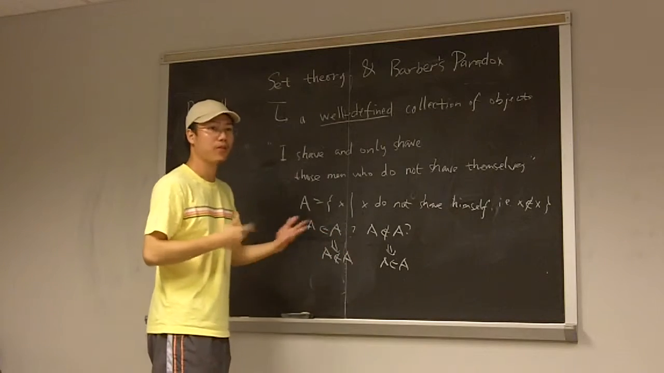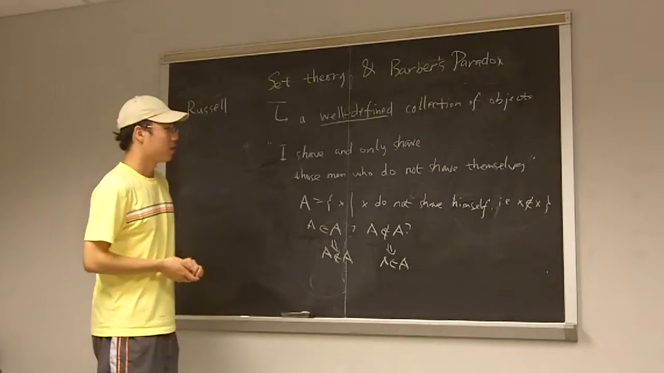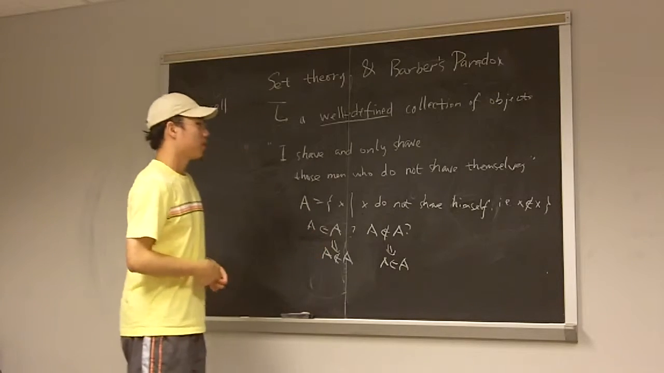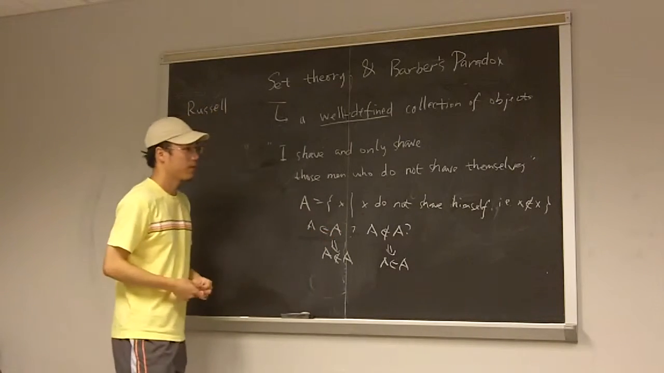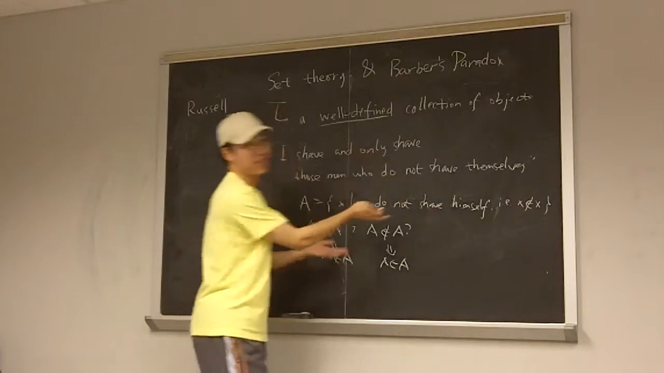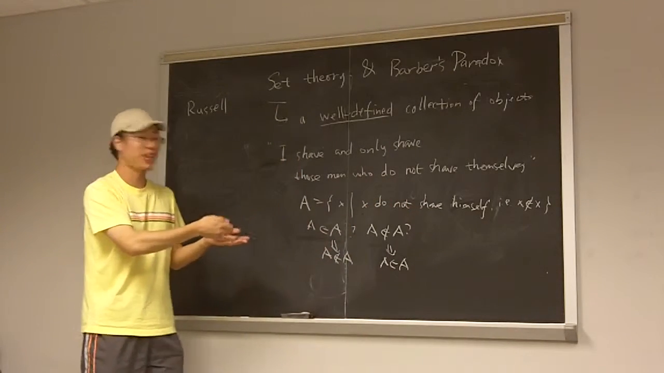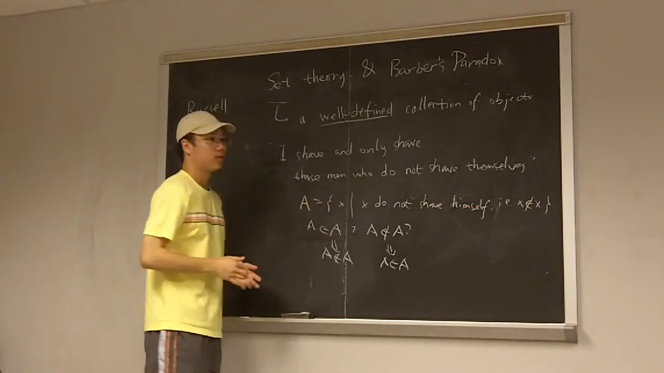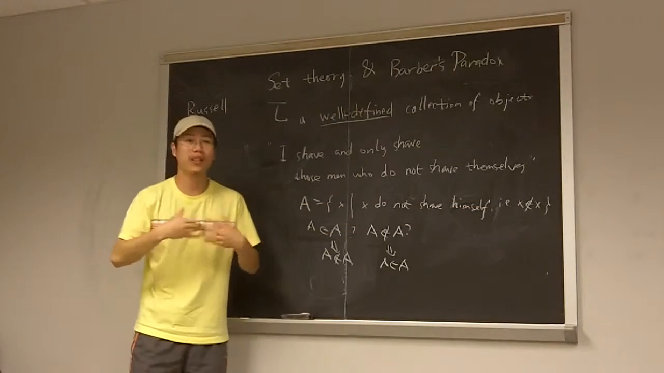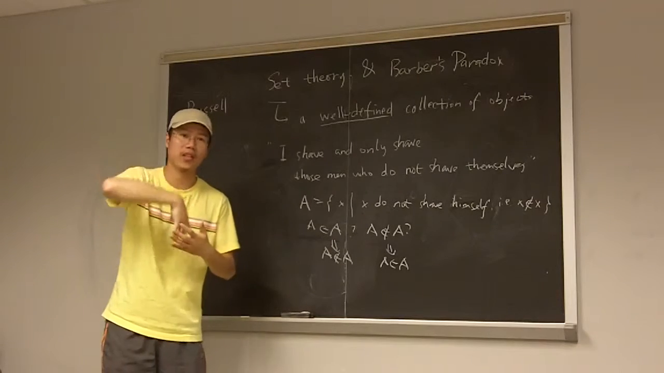So how do we avoid this problem? The set theorists said let's restrict ourselves. So we ban this. Whenever you want to form a set, you should already have a set, and you can do it within the set itself.